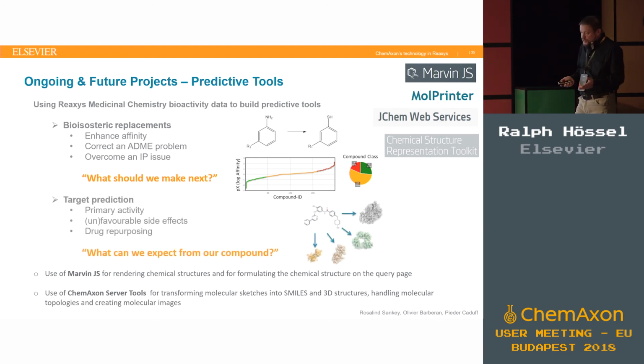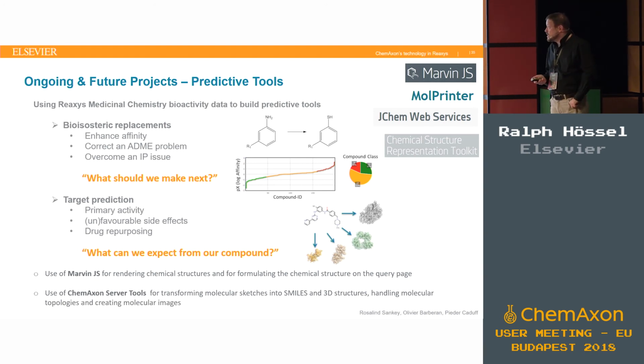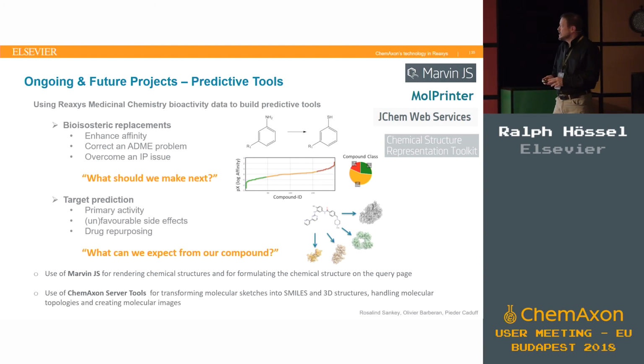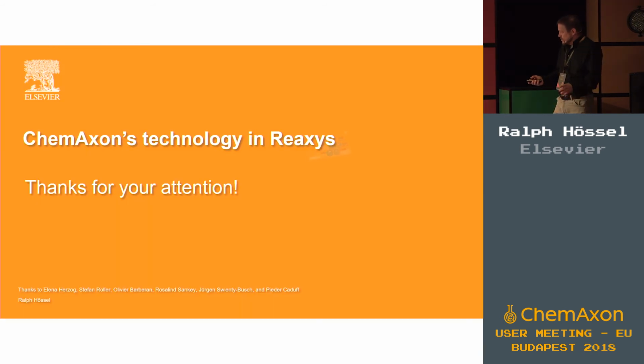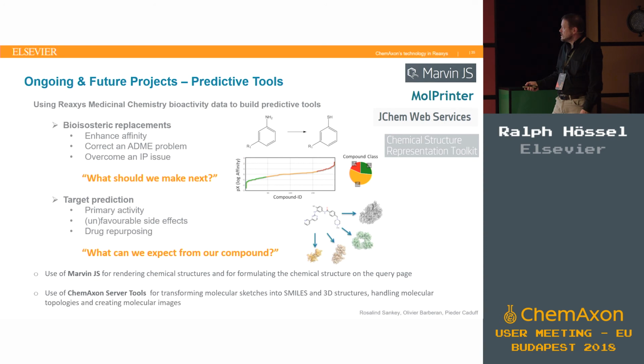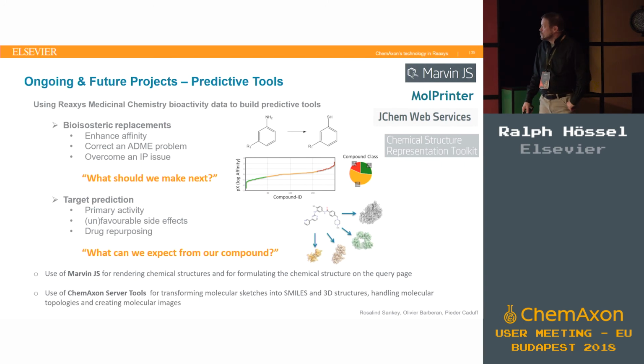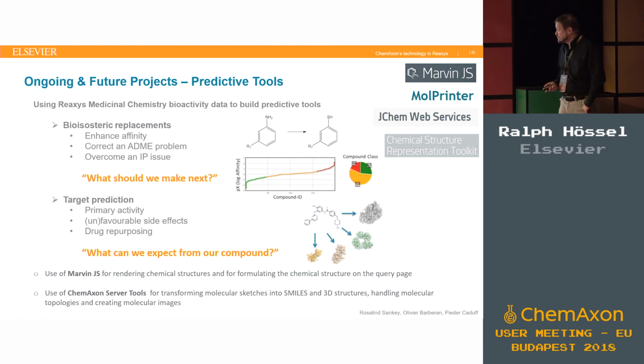Another example, target prediction. Target prediction still may be called the holy grail of the medicinal chemist. The primary activity, favorable or unfavorable side effects, or perhaps even drug repurposing. And also here we are very confident that we will have some points of cooperation with ChemAxon. For example, Marvin.js again will be part of such things, or ChemAxon server tools, of course, in order to transform the molecules into SMILES or 3D structures.